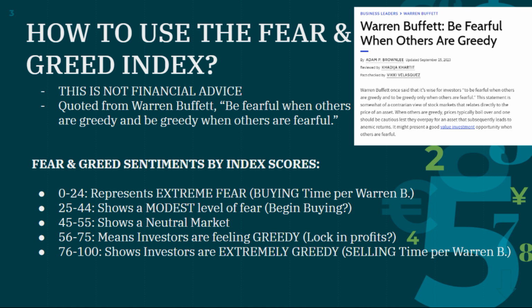Next is score 25 to 44. This shows a modest level of fear. This is probably the time that you consider accumulating very small pieces of stocks or companies that you've been eyeing.